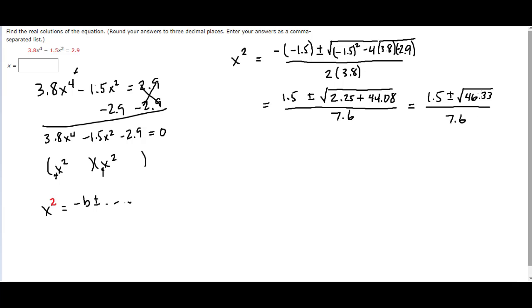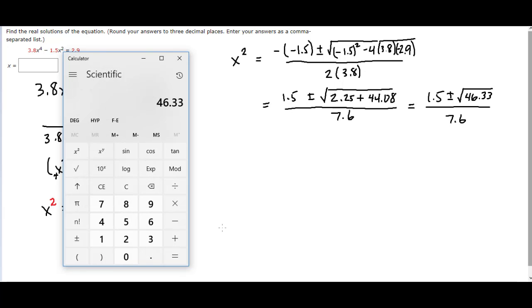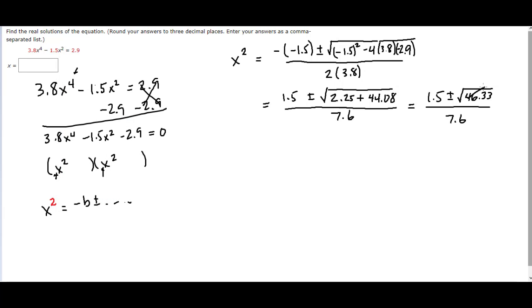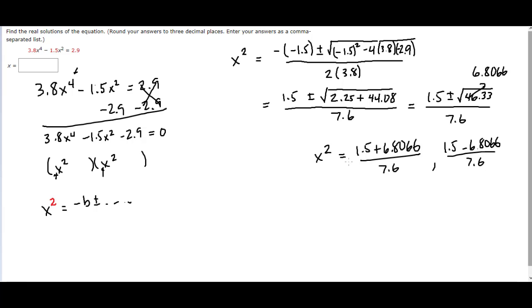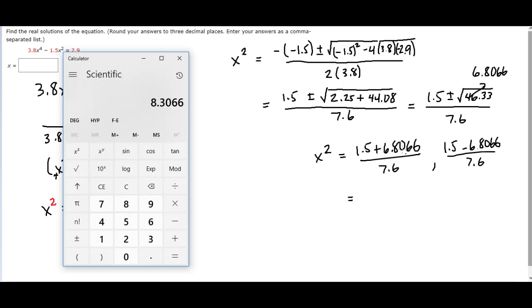All right, so now I have the square root of 46.33. Let me go ahead and find the square root of that number. And it's 6.8066. Let me just grab that many decimals. So my two solutions here are going to be x squared equals 1.5 plus 6.8066 over 7.6, and I have 1.5 minus 6.8066 over 7.6. So let's go ahead and do this first one here. 1.5 plus 6.8066 is 8.3066, and we're going to divide by 7.6.